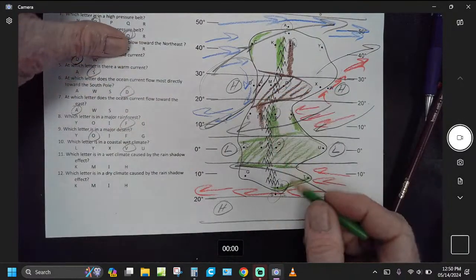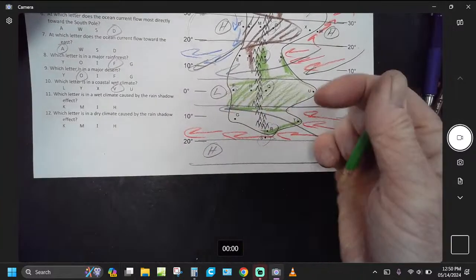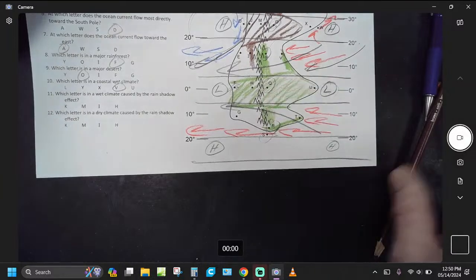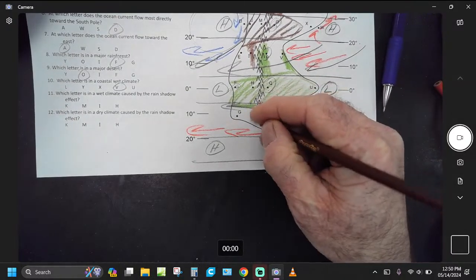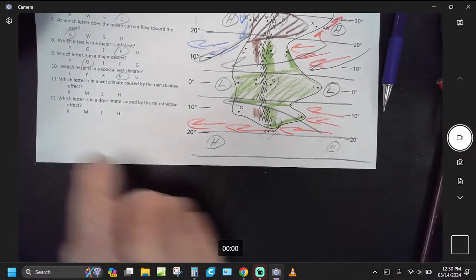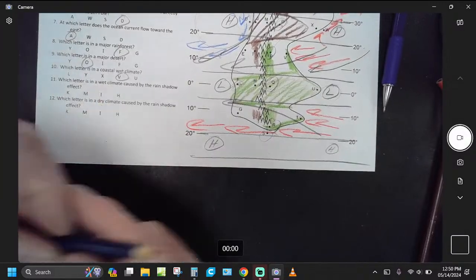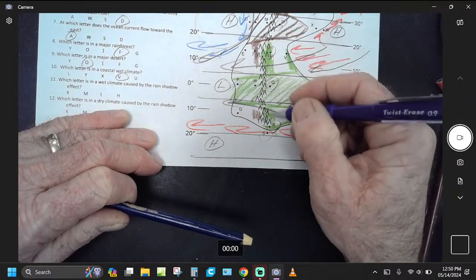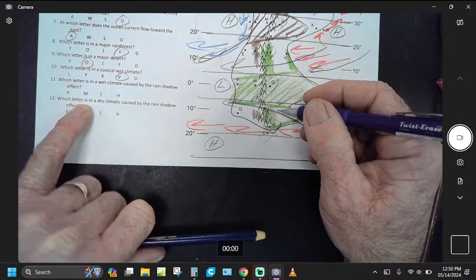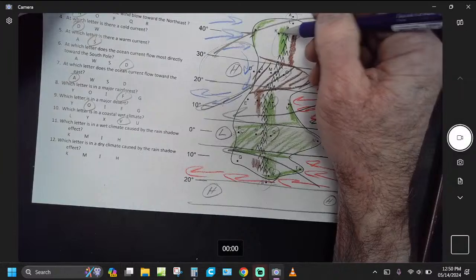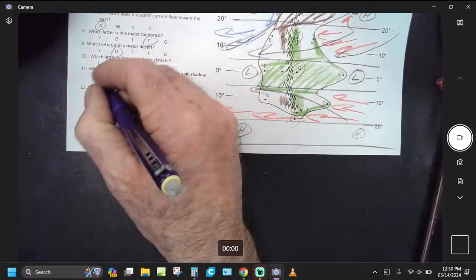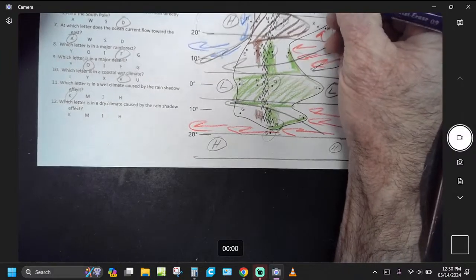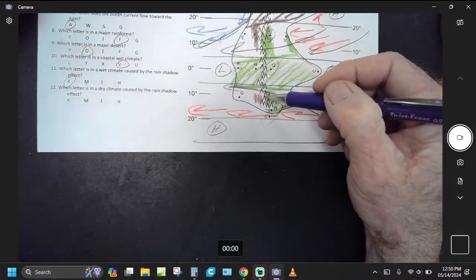And then down here, the wind comes from this way, so the mountains are wet, and the side to the right is wet, and then back behind on the left, that's dry. All right, so I'm looking for a wet climate caused by the rain shadow effect. So I'm looking for something that's in this area, or this area, or this area. And my choices are K, M, I, and H. So K works. And then dry climate caused by the rain shadow, it's going to either be N or I.